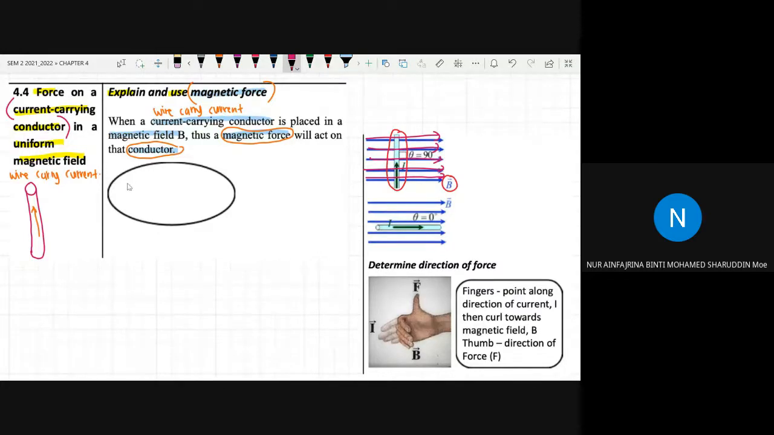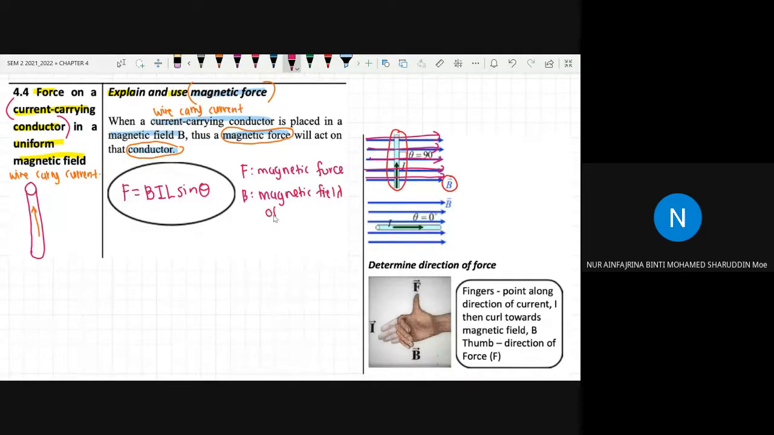So formula dia adalah F equals BIL sin theta. So senang ingat dia adalah brother-in-law darab dengan sin theta. So di mana F awak adalah magnetic force. And then B awak adalah magnetic field of surroundings.